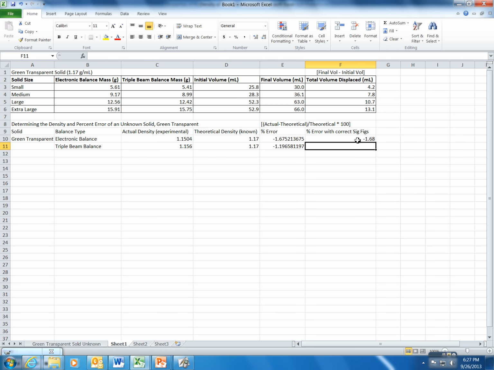And then the one below it is negative 1. And it'll be 1, and then my 9 is my third sig fig, but the next number is a 6, so I have to round up, so it actually becomes negative 1.20.